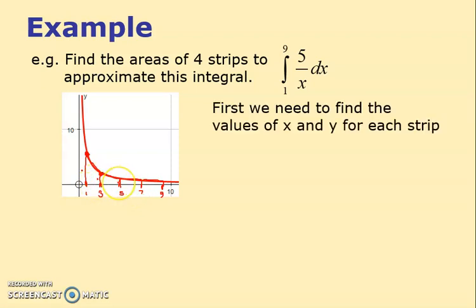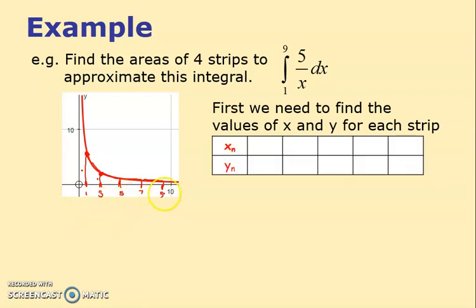So my first job is to work out the x and y values. I've worked out the x values already. It's 1, 3, 5, 7, 9, and I'm going to put this into my calculator. Remember I said type in menu 9. So I do menu 9, and it says f of x equals, so I do 5 divided by x.